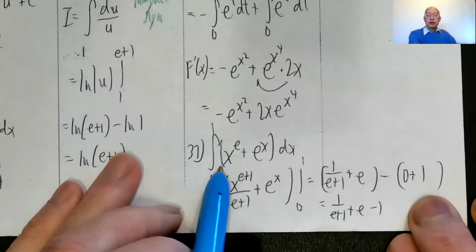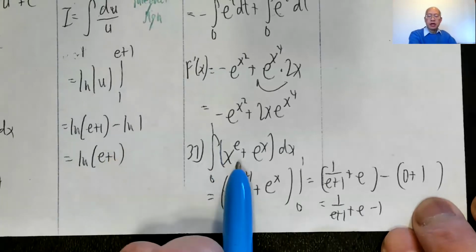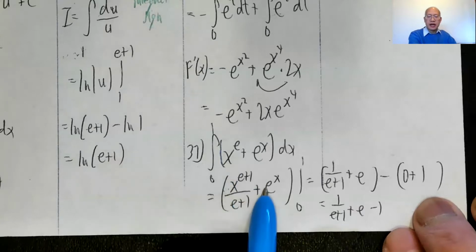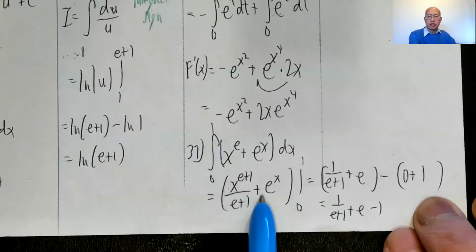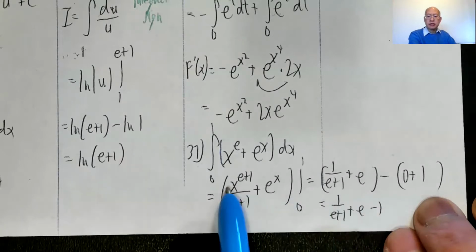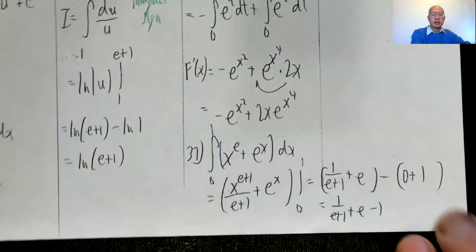37, remember to integrate this. This is a power rule, x to the e plus 1 over e plus 1. But the integral of e to the x is e to the x, from 0 to 1. Plug in 1, 1 to anything is 1. So 1 over e plus 1 plus e minus, plug in 0, that's 0, but that's 1. So 1 over e plus 1 plus e minus 1.